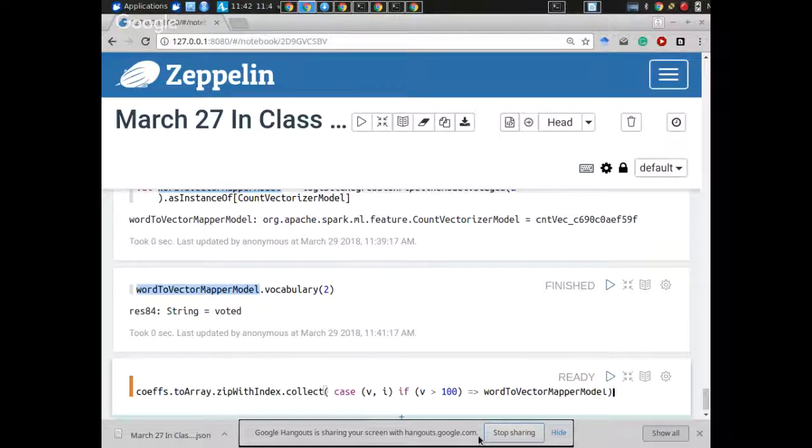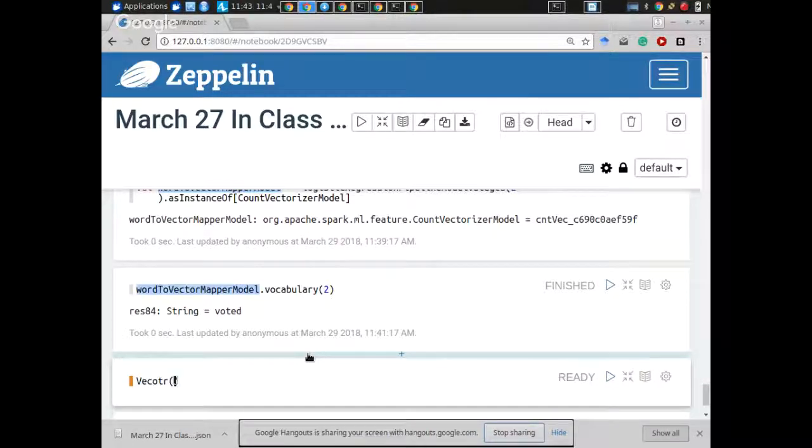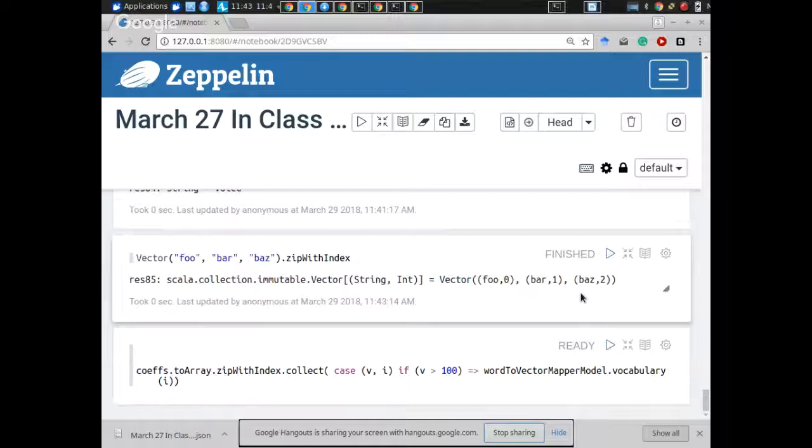We will use it to look up in its vocabulary under which item. Anyone tell me, which thing haven't we used yet? i. That's the index. Okay? Maybe I'll just explain what the zipWithIndex means. Can I just show you quickly? Watch this. Vector foo bar baz as zipWithIndex. Guess what this is going to return? It's going to be foo 0, bar 1, baz 2, right?